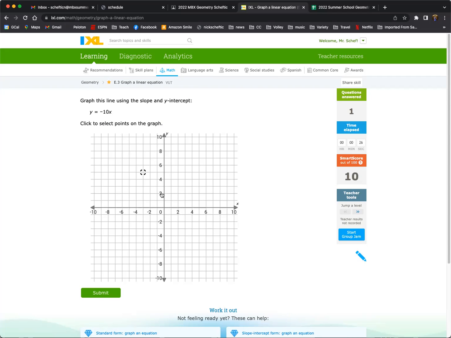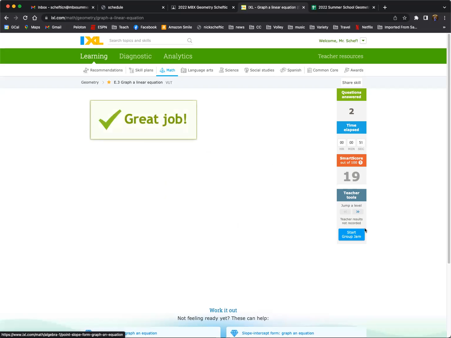On this one, there's no y-intercept. So I have a point right there. And then our slope is -10. -10 is the same as this right here. Let me just show you. -10 can also be -10/1, right? So I'm going to go down 10 and to the right 1. I also could go the other way. If I go up 10, I have to go to the left 1. So that's going to create my line right there.